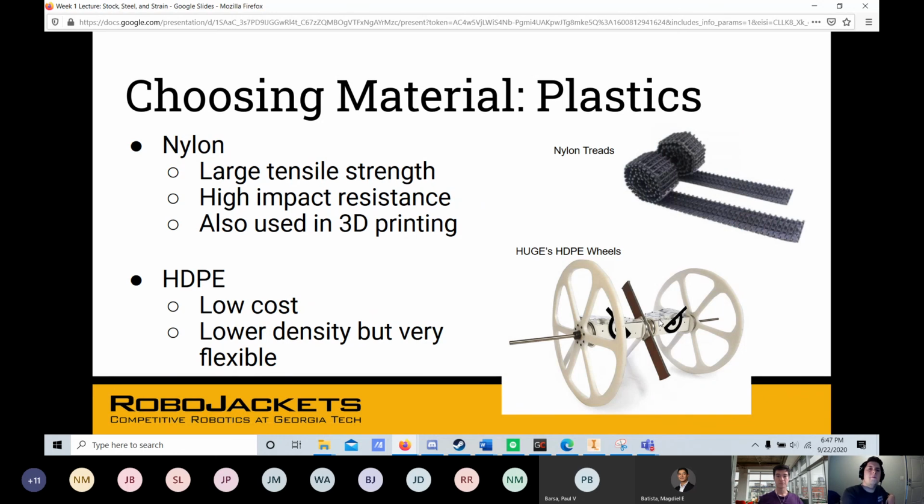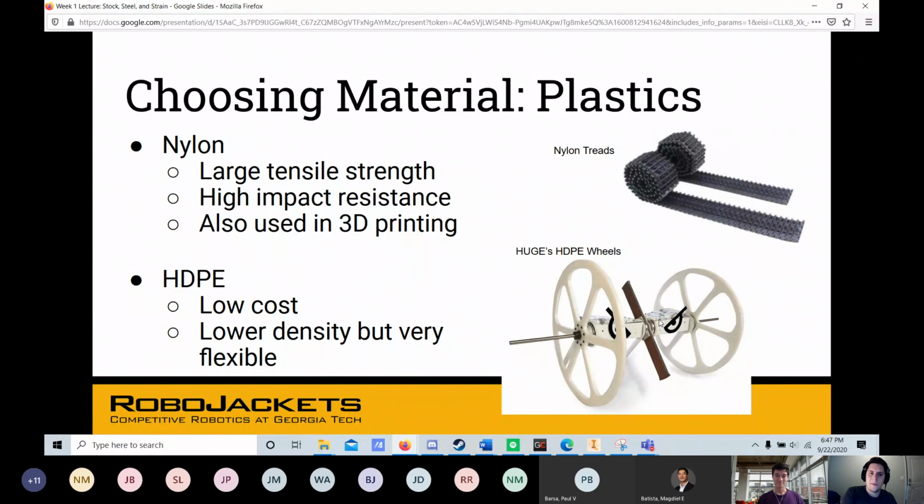All right, some other materials that we choose. Nylon. I think this one's used pretty often in BattleBots. The reason it's so good is because it has a really high tensile strength, is very impact resistant, but is also used in 3D printing, though not as often. I think nylon is used in a lot of stereolithography, but we don't have those in RoboJacket Studio, unfortunately.